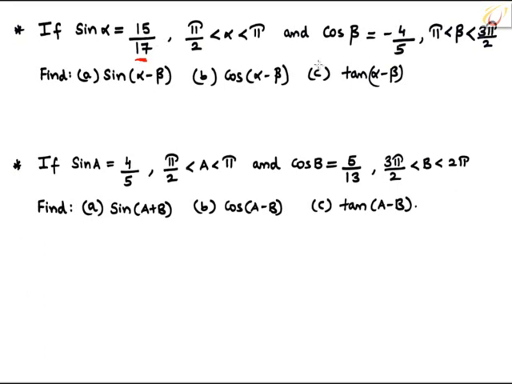Another similar sum, if sin A is 4 by 5, where A lies between pi by 2 and pi, and cos B is equal to 5 by 13, where B lies between 3 pi by 2 and 2 pi, find the value of sin A plus B, cos A minus B, tan A minus B. Please pause this video and try to solve the sums on your own.